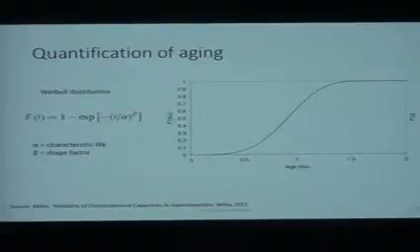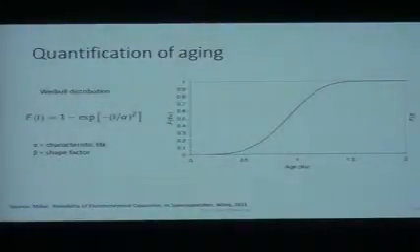Now I want to do something a little bit different here to close out the second half of the lecture, which is to give you a little bit more of a statistical foundation for how we quantify aging. Okay? So shown here is a Weibull distribution. You might have heard of that before, but I want you to look at the function.